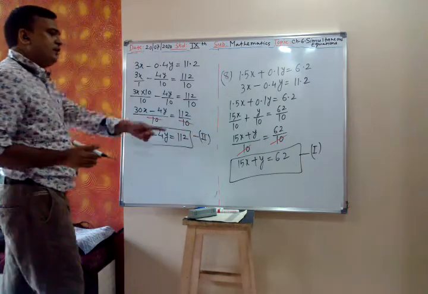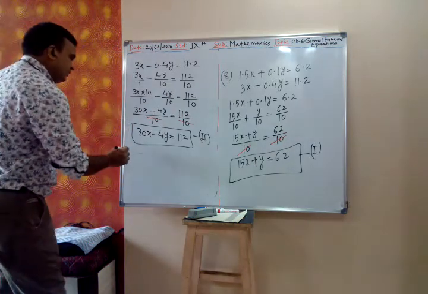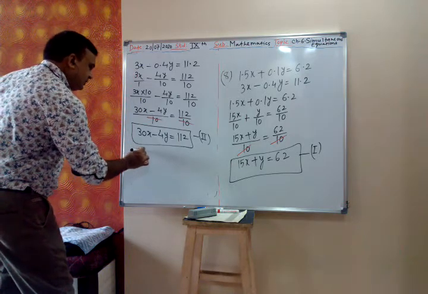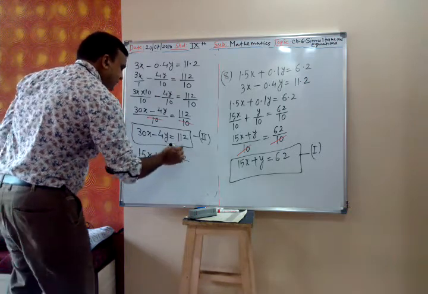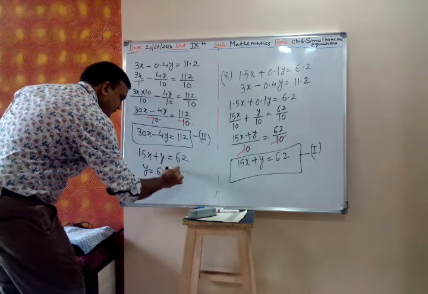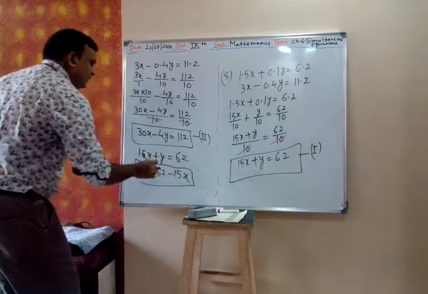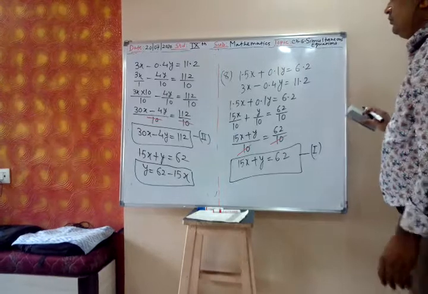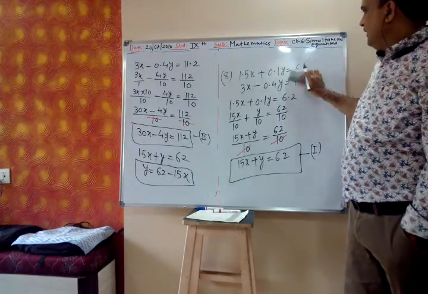Now from equation 1 we either eliminate y or x. Let me eliminate y. So from equation 1, 15x plus y is 62. So we eliminate y. So y is 62 minus 15x, and this value I will substitute in equation 2 and simplify.